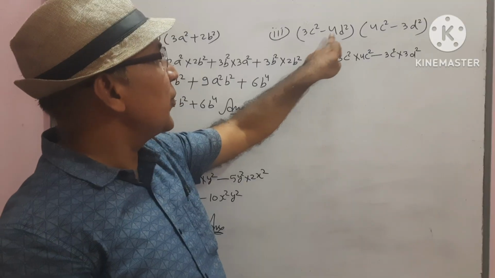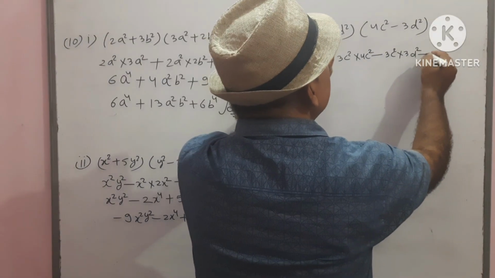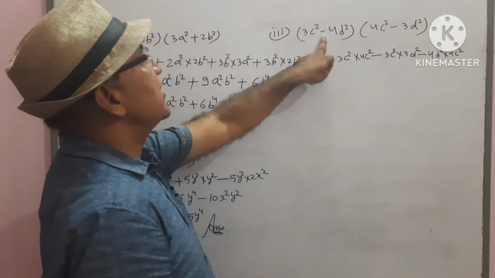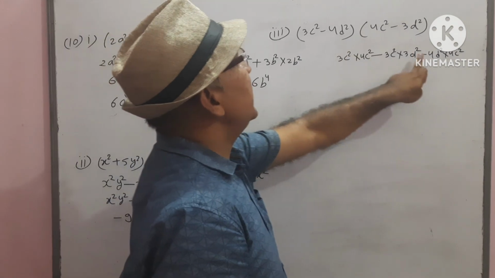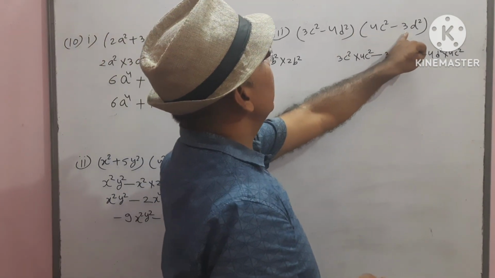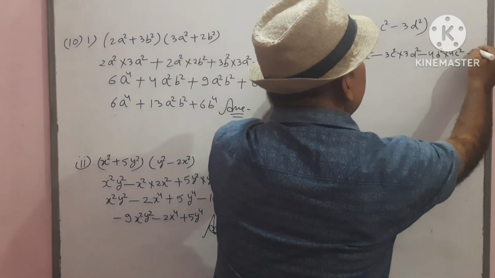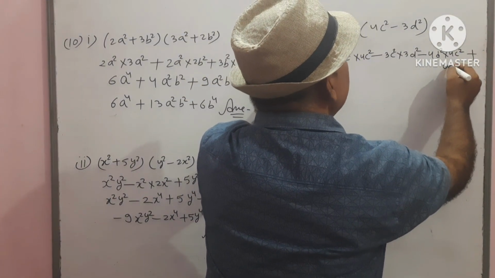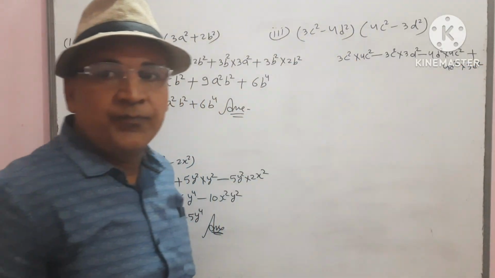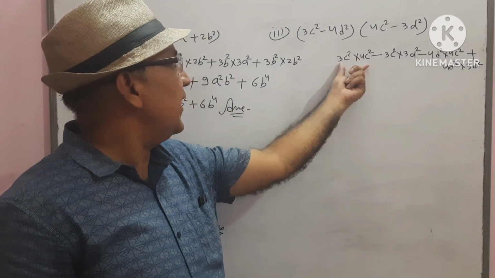Now minus 4d square is multiplied with 4c square. So we will write minus 4d square into 4c square because minus into plus becomes minus. Now minus 4d square is multiplied with minus 3d square. So minus into minus becomes plus. Okay. And then 4d square into 3d square. Is this clear now? 3c square into 4c square.